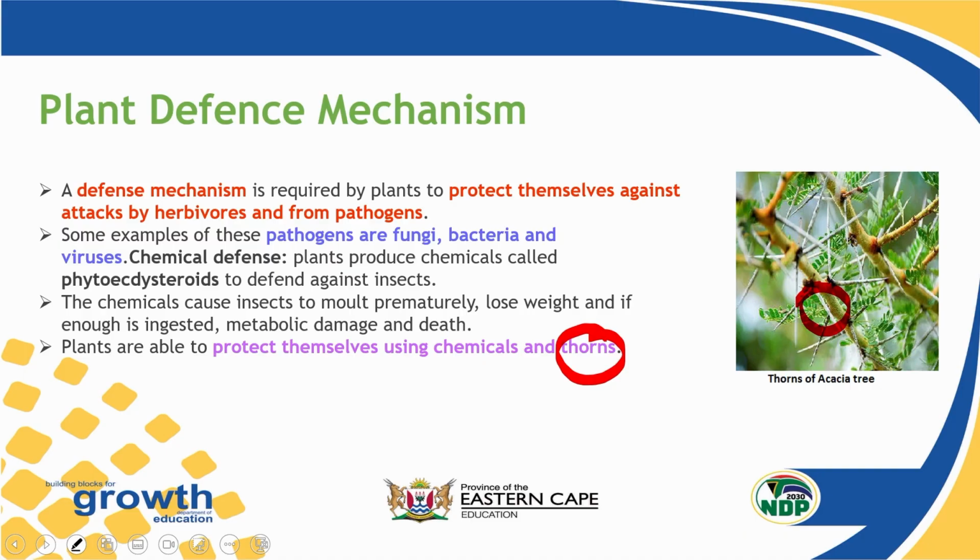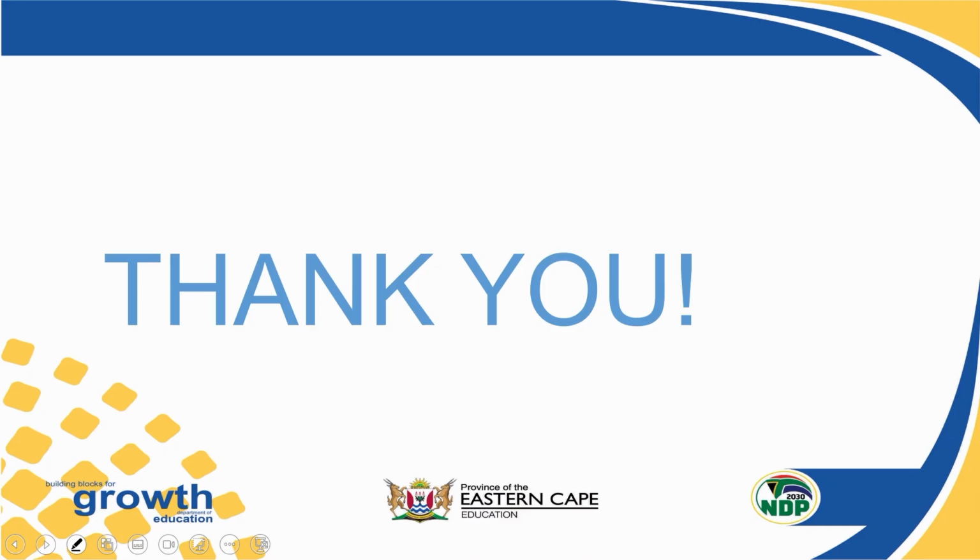They will either have thorns, or they will produce chemicals that are poisonous to those organisms, or that will kill the bacteria or fungi that affect them, or chemicals that produce a bad smell so that I don't come closer to that particular plant. Remember, we need to know the functions of the hormones and the role of auxins in tropisms. We also need to know the defense mechanisms that plants use to protect themselves against pathogens or against herbivores.